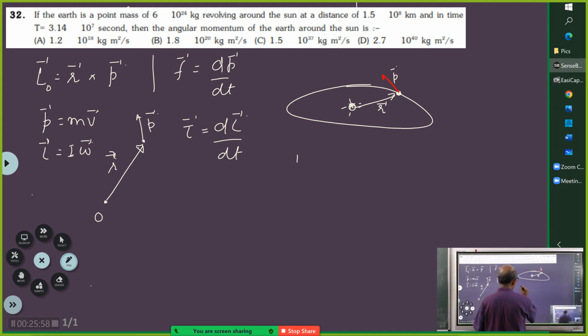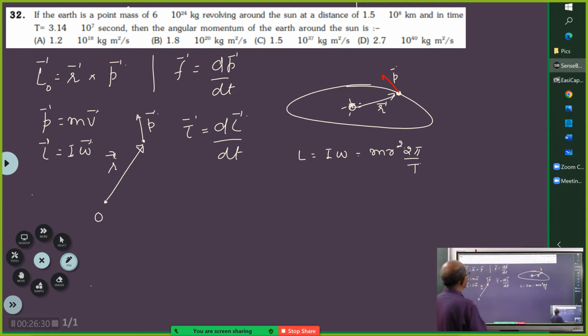So you write the basic formula of angular momentum. Angular momentum will be what? I into omega, so L is equal to I into omega. Are you with me? Yes. What is I? M into R square. And what is omega here? Because the time is given here, you write it as 2 pi by T. This is angular momentum. They have given all the quantities, you just have to do that.